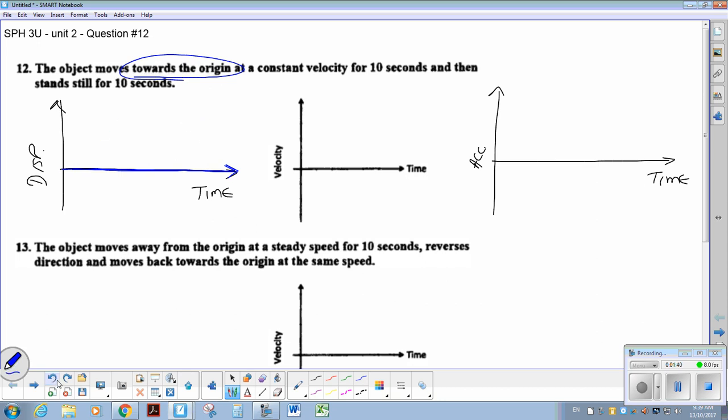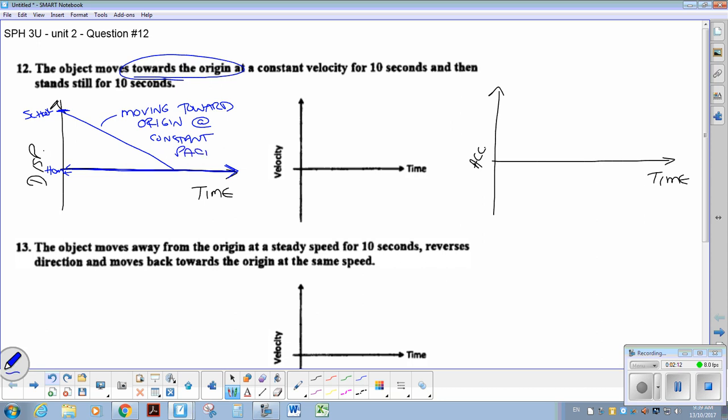If we're moving toward the origin at constant velocity, that means we were starting somewhere away from home. So if we call this our home, let's call this school. You walked home at a constant pace. That represents moving toward the origin at a constant pace.